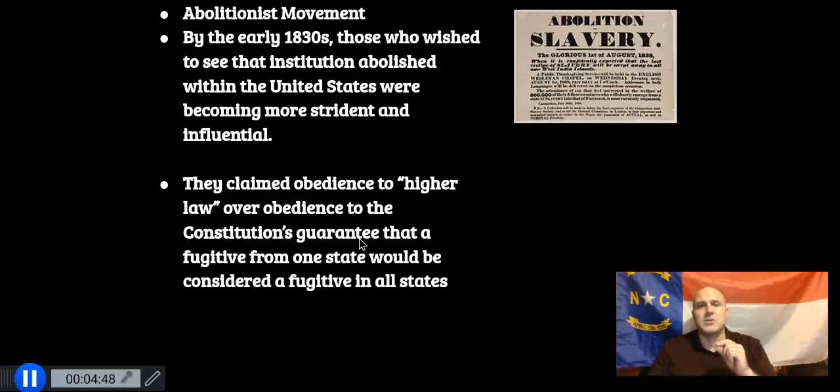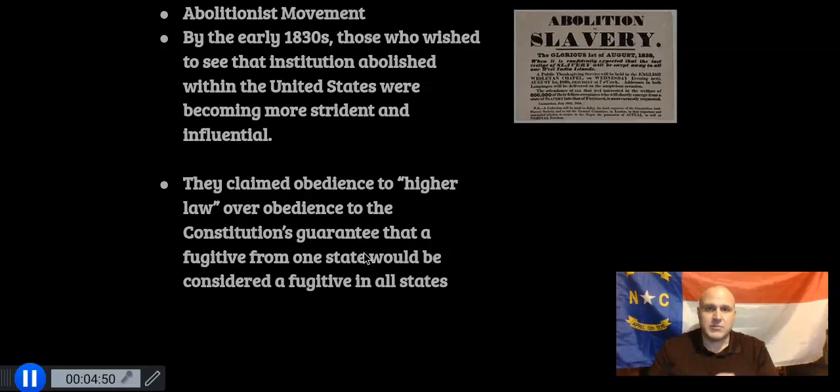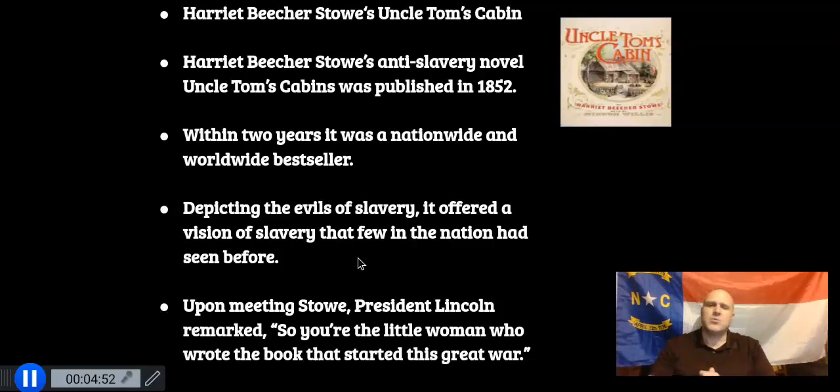Next one, of course, Harriet Beecher Stowe's Uncle Tom's Cabin, the anti-slavery novel written in 1852. It was originally written in 1851 and published in newspapers and separate articles, finally published as a novel in 1852. Within the first year, I think it sells 300,000 copies. Within a decade, it's over a million copies or something like that. It's sold worldwide in Europe. It's depicting the evils of slavery.